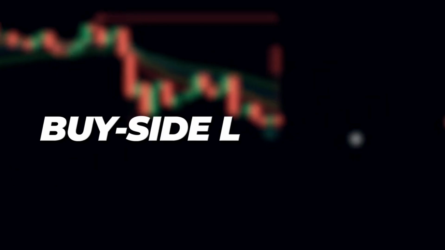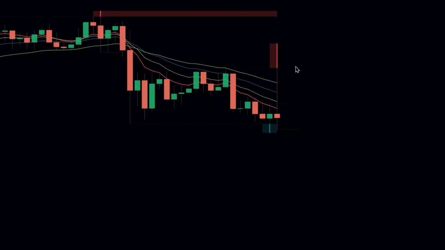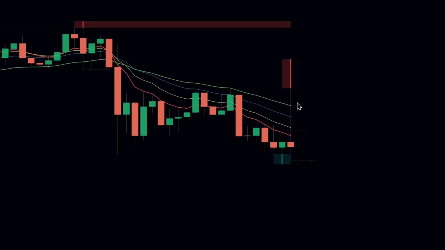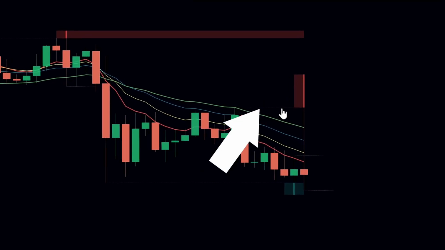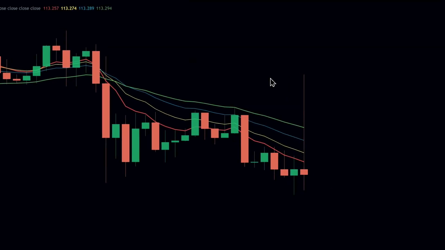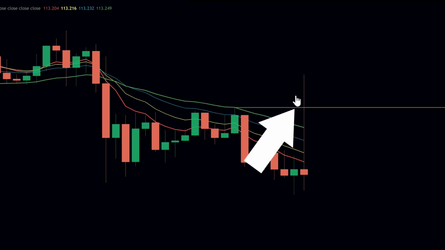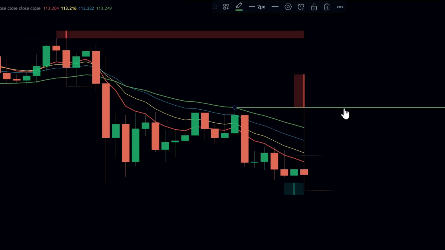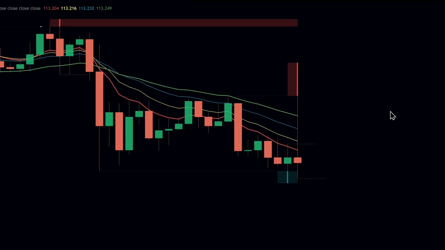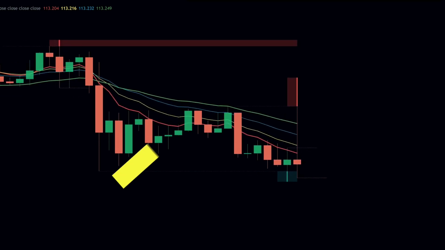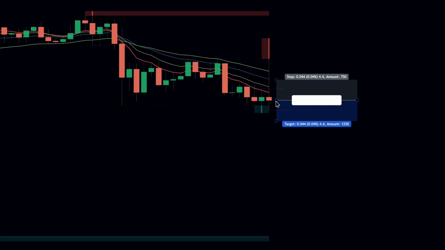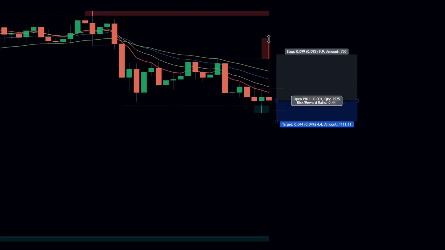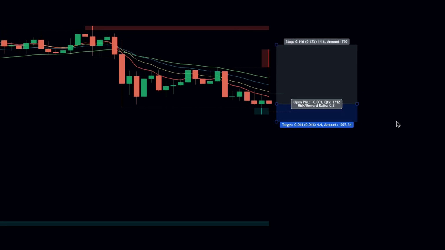For a short setup, it's the opposite. Find the buy-side liquidity sweep using the LuxAlgo indicator. The thin red line marks the liquidity level, and if a red rectangle appears over a long wick, that confirms the sweep. But before entering, check that the market is in a downtrend by using the EMAs the same way as before, just in the opposite order. If they confirm the bearish trend, enter a short trade. Place the stop loss above the recent swing high and target 1.5 times the risk for your profit.